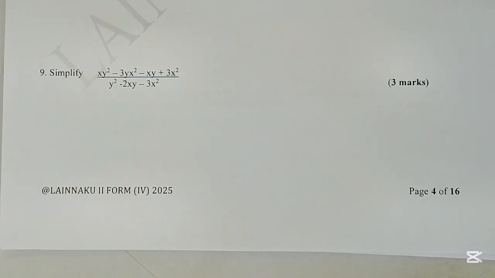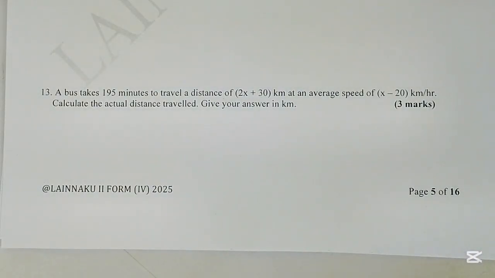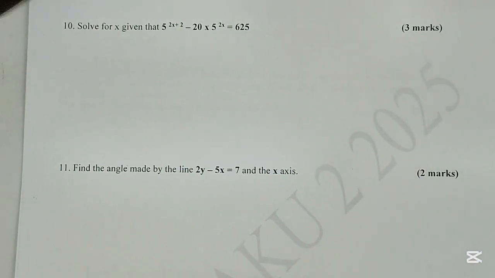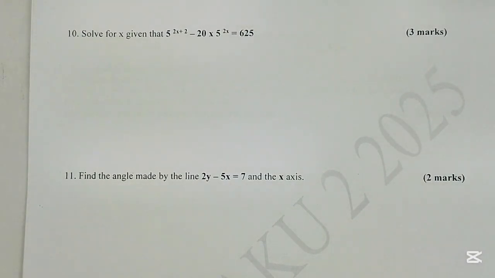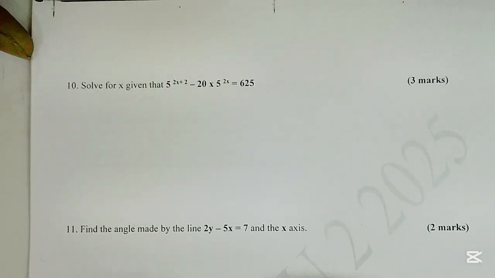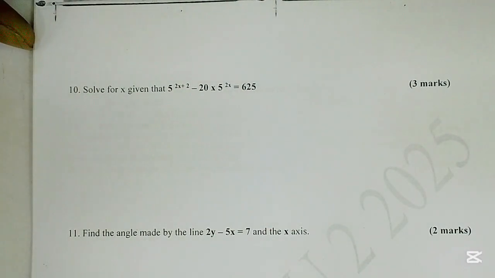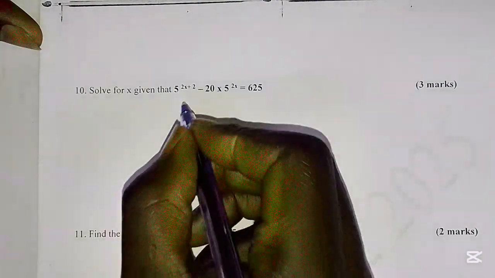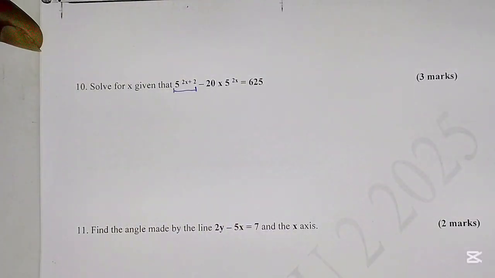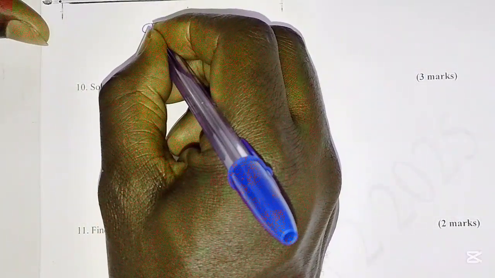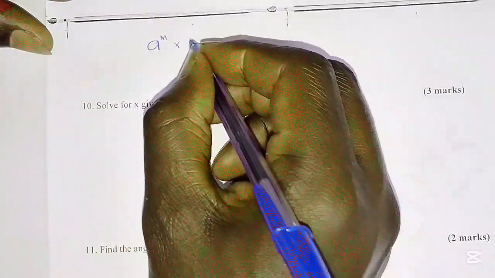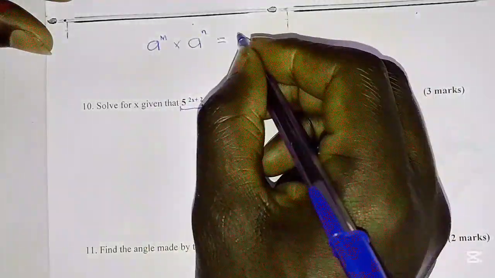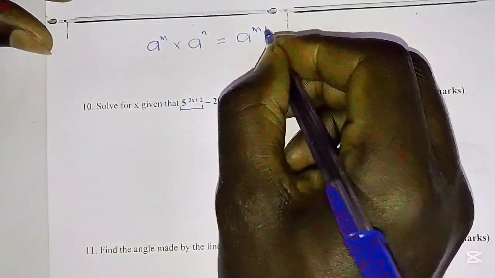Now we are going to look at the next question. That is the question on indices, question 10. Now, before we look at question 10, we need to know that there are laws of indices attached to this one. The first law says that a to the power of m multiplied by a to the power of n should give us a to the power of m plus n.